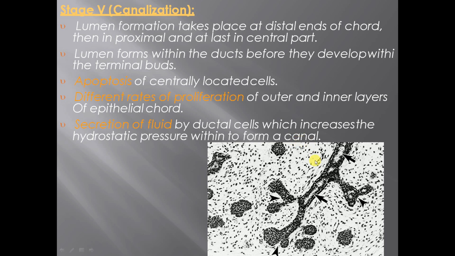So in the canalization, a canal formation takes place. First, the canal formation takes place at the distal end, then the canal formation takes place at the proximal end, and at the last it will take place at the center. An apoptosis of the centrally located cell is also seen in this stage.